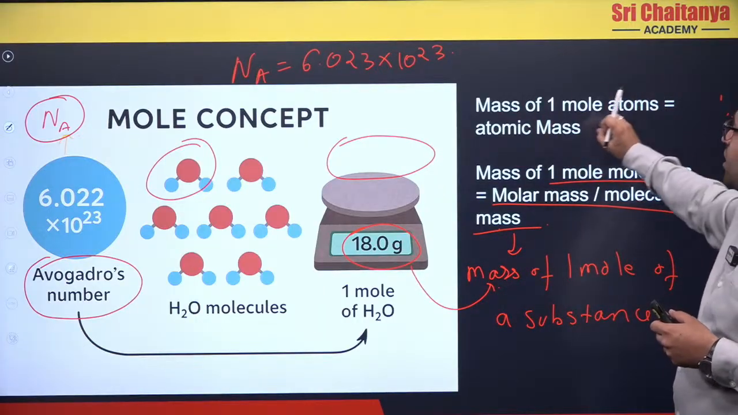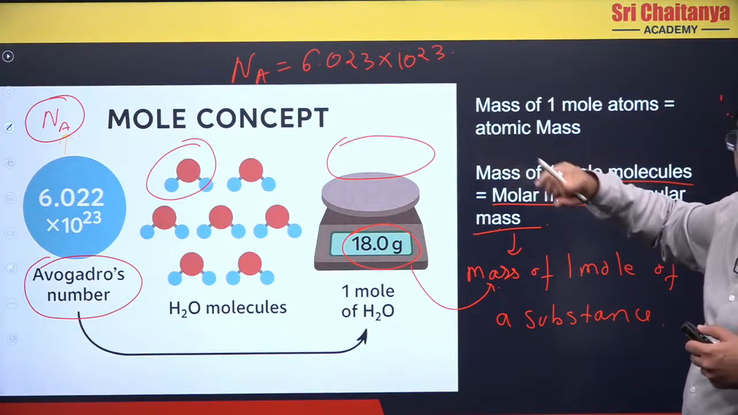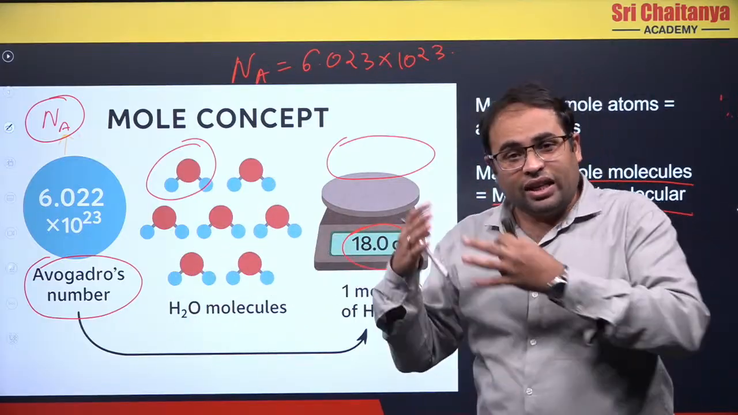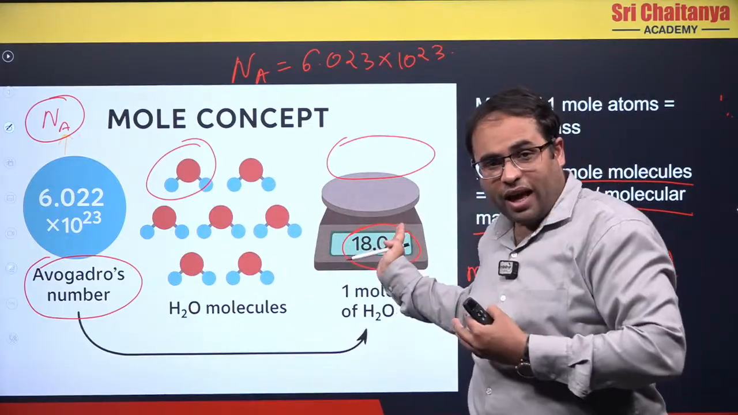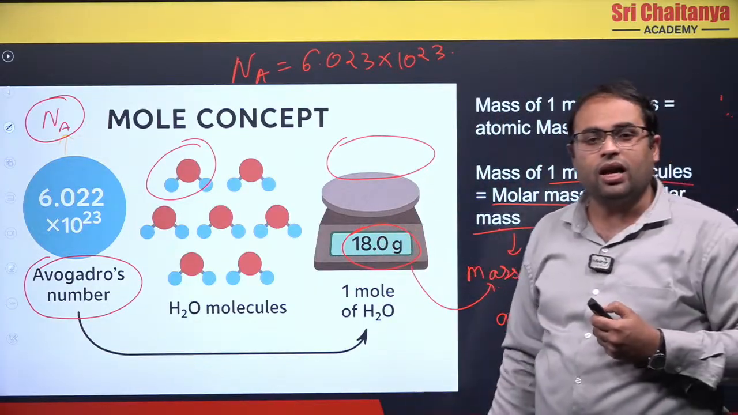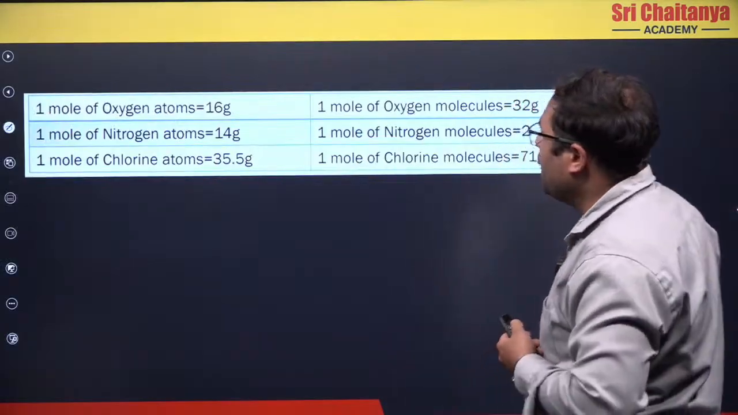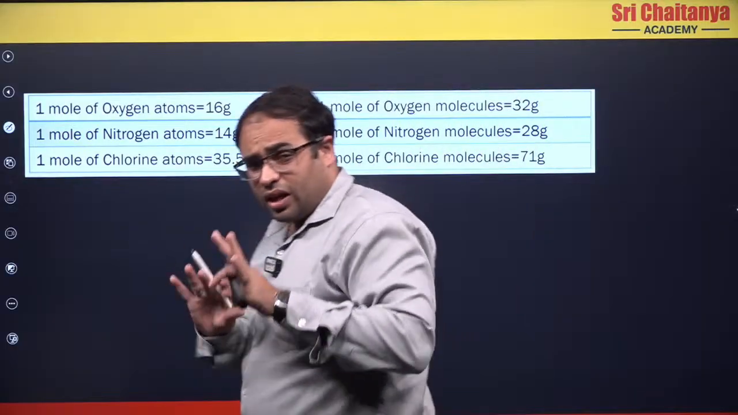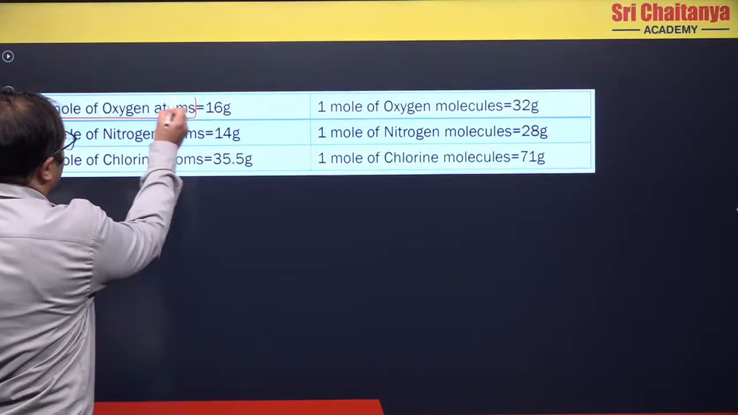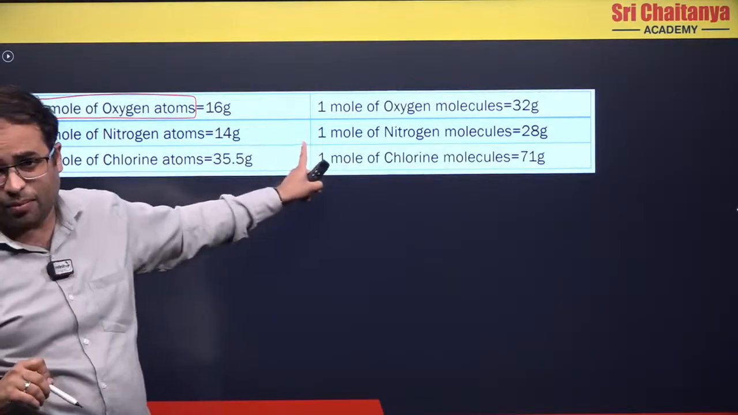The mass of 1 mole of atoms is called atomic mass. So if I have 6.023 × 10^23 atoms of oxygen and I weigh them on the weighing balance, then whatever mass I get will be the atomic mass. Now another comparison: 1 mole of oxygen atoms has a mass of 16 grams.